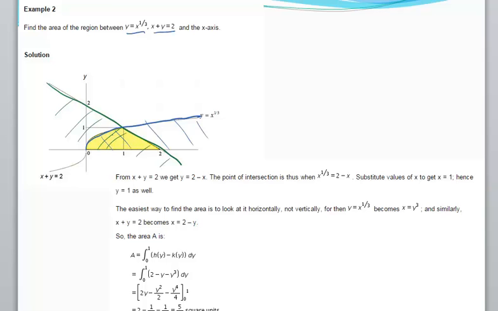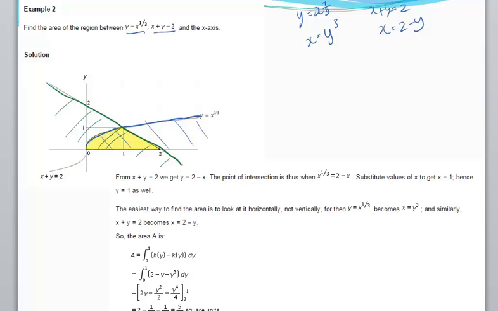But if we look at it on our actual y-axis, here we have our x plus y is equal to 2, and here we have our area above that. So what we're going to do is move this around to be in respect to our y-axis. Here, if y is equal to x to the power of a third, we can cube both sides, and so x is equal to y to the power of 3. And we have x plus y is equal to 2. Here, x is equal to 2 minus y.